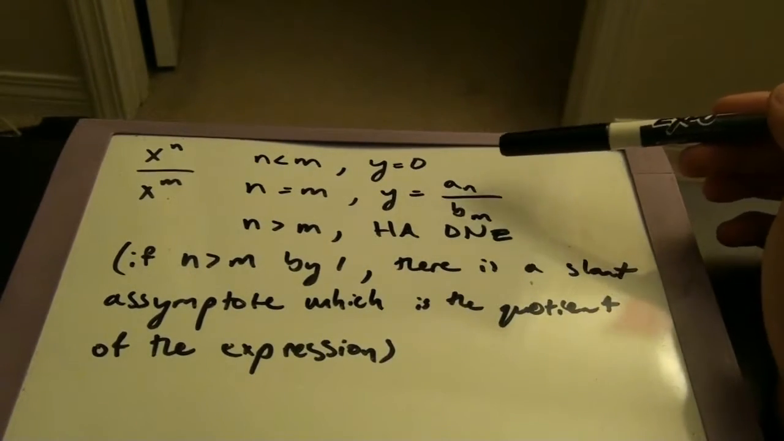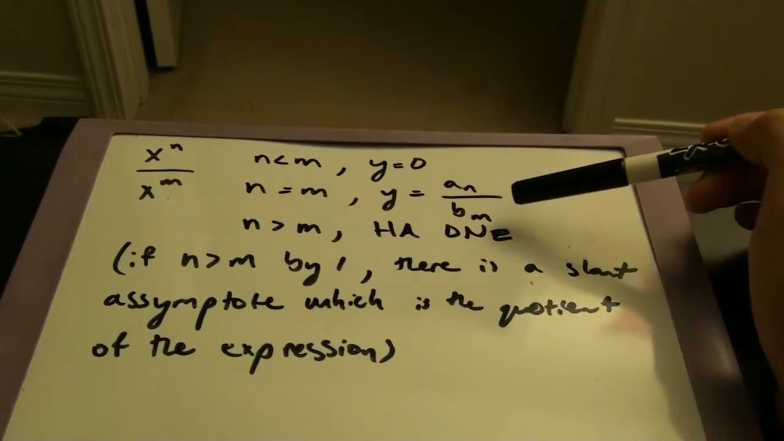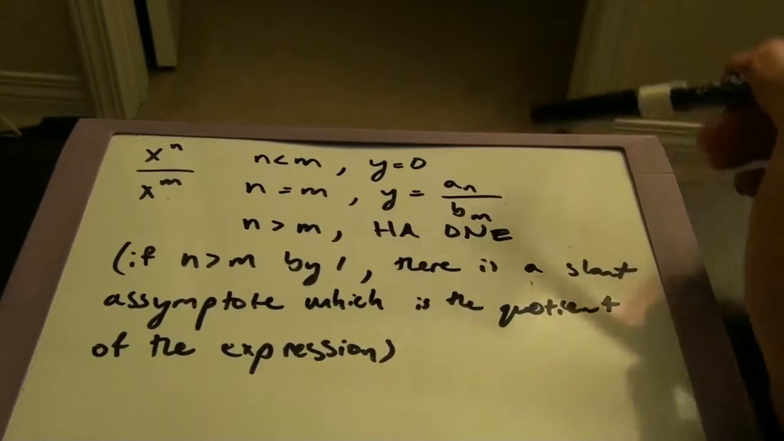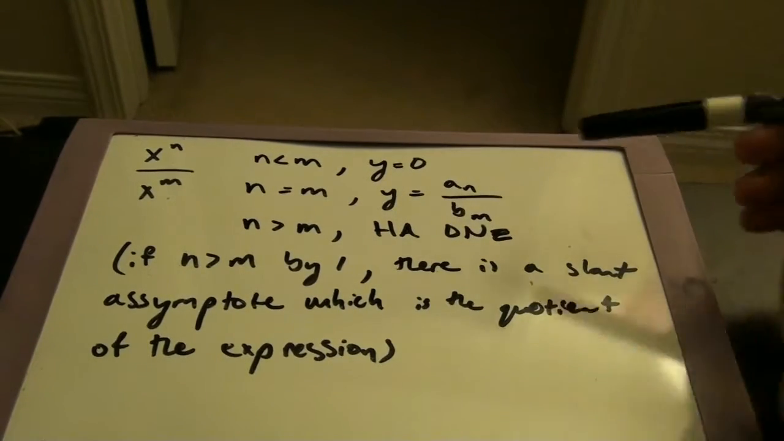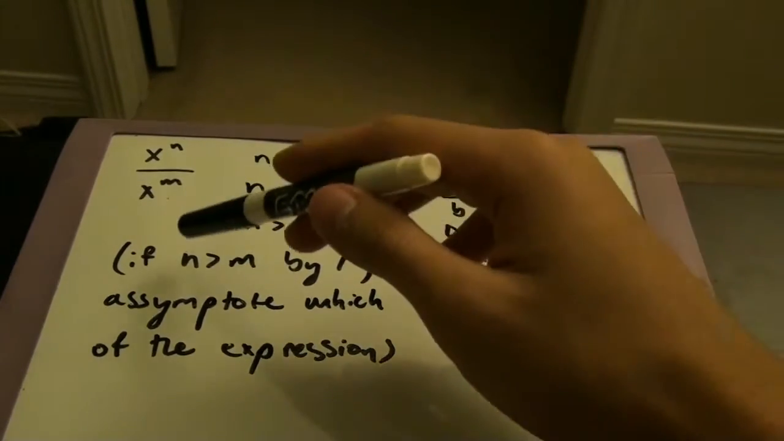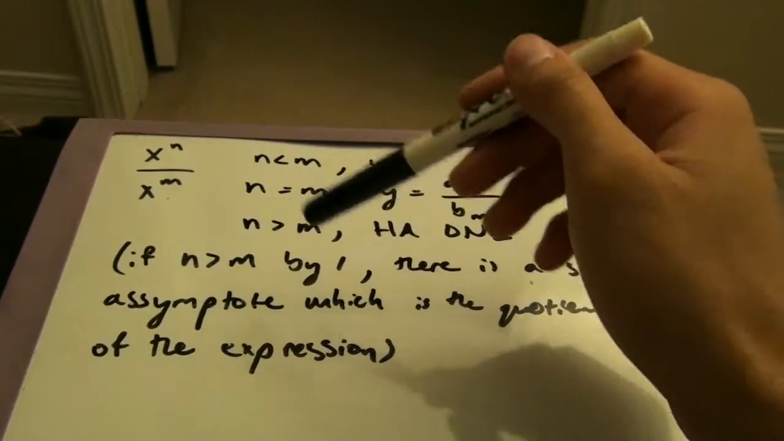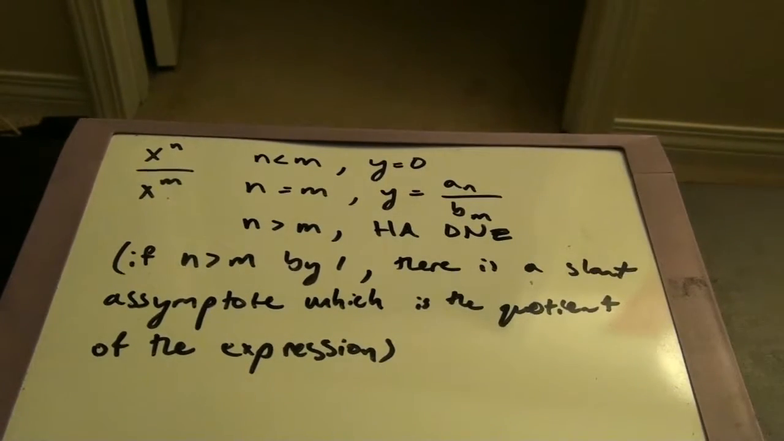y equals the ratio of the coefficient in front of the greatest power at the top divided by the coefficient in front of the greatest power at the bottom. If the power at the top is greater than the power at the bottom, then there is no horizontal asymptote. Now, there's an exception. If the power at the top is greater than the power at the bottom by 1, then there's a slant asymptote, where it's the quotient of the expression.